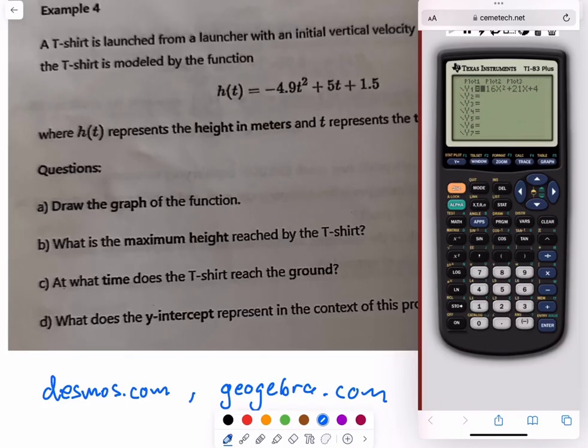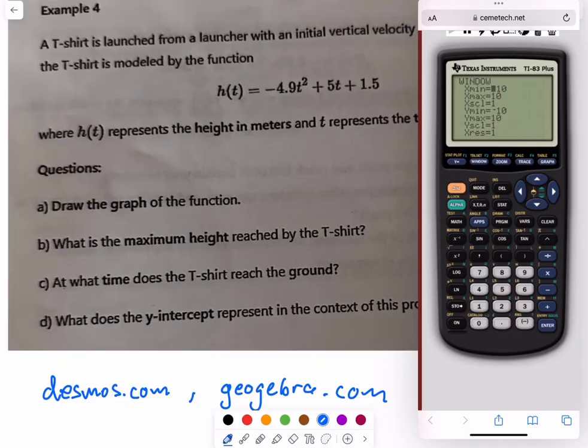Okay, so let's go to our y equals. We're going to enter negative 4.9x squared plus 5x plus 1.5. I'm just going to use the standard window for right now. It may or may not show. So we need a better window. It looks like our x values go from about -1 to 2, and our y values go from about 1 up to about 3. So I'm going to change the window.